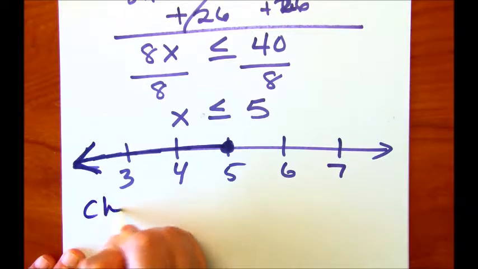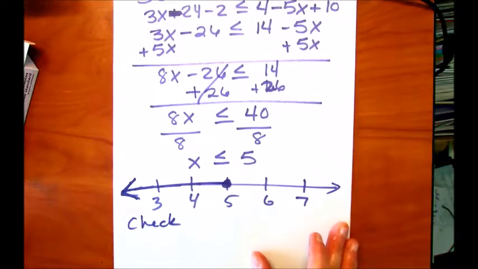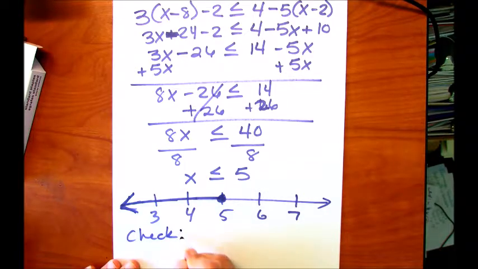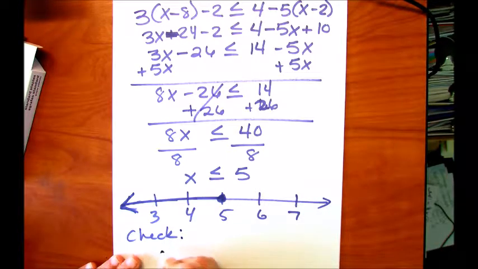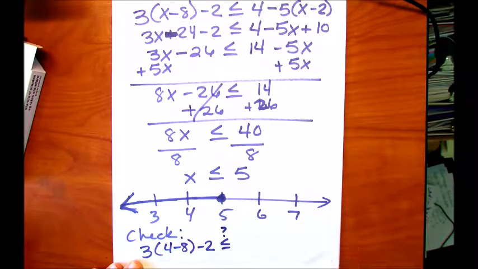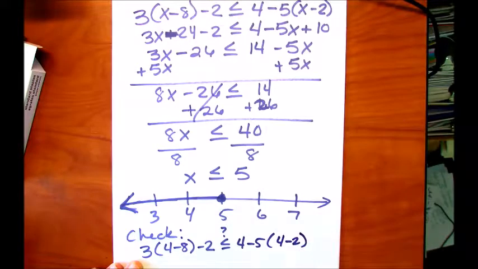Now I want to check. It's good to check your work. Let's zoom out to look at the original problem. I'll just move my paper. Let's say we pick 4. That's one less than 5. I'm just going to rewrite, and everywhere I see an x, I'm going to write in a 4. So 3 times the quantity of 4 minus 8 minus 2. Is that less than or equal to 4 minus 5 times the quantity of 4 minus 2?